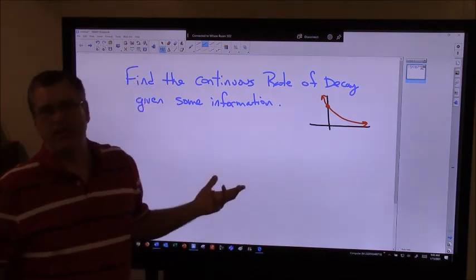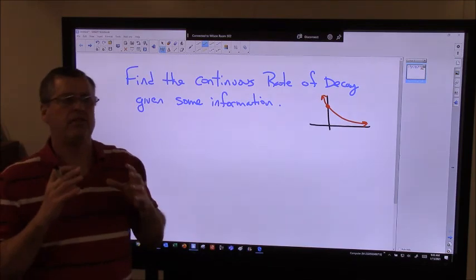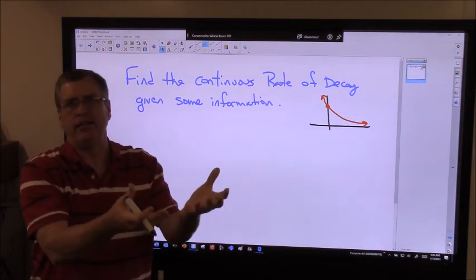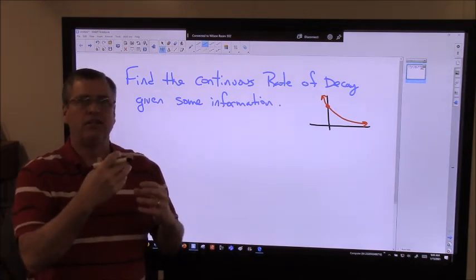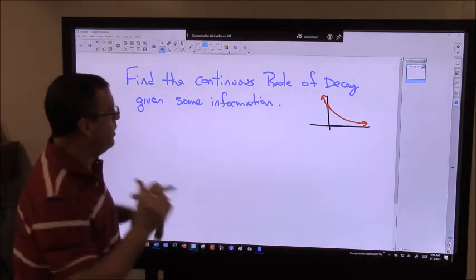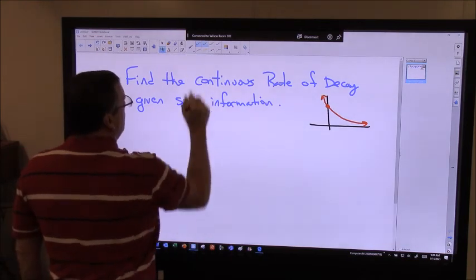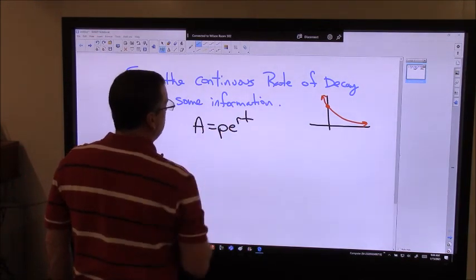We've talked about the value of a car, how it depreciates. Okay, but what about things that fall onto the ground and begin to rot and decay? That's a continuous process, right? And again, anytime we see that word continuous, right away what we want to think of is A equals PE to the RT.